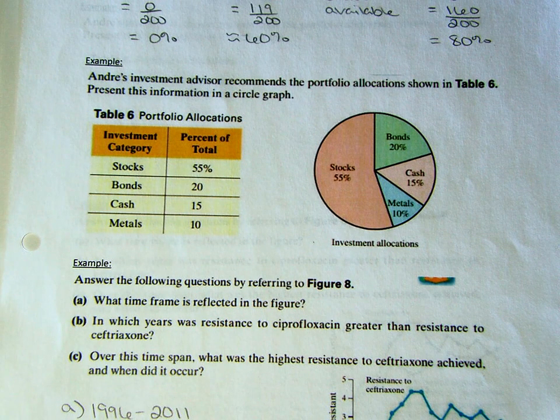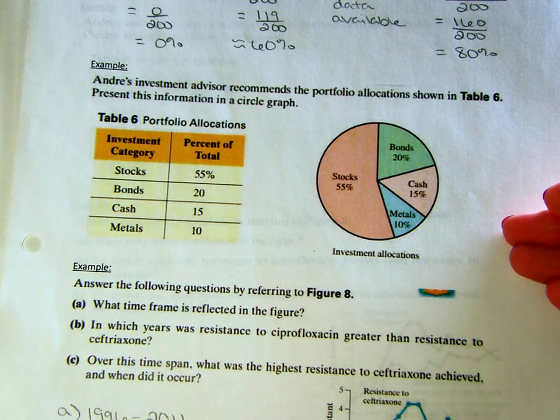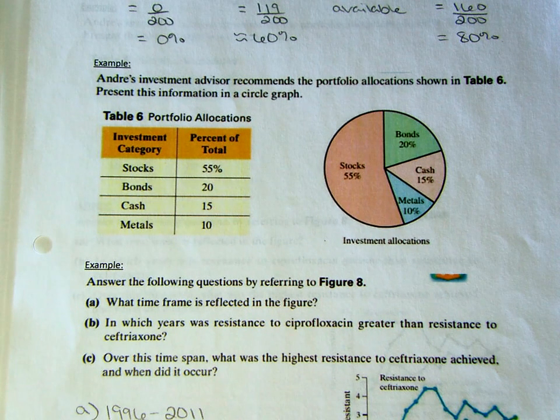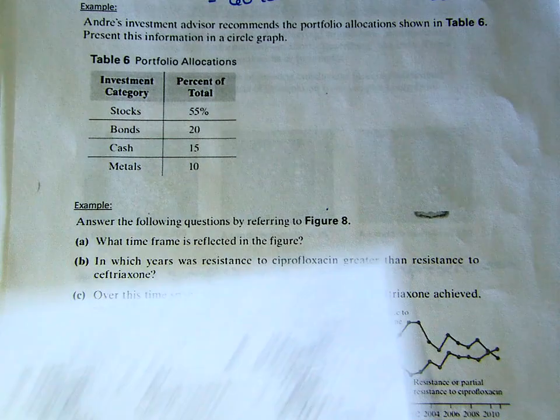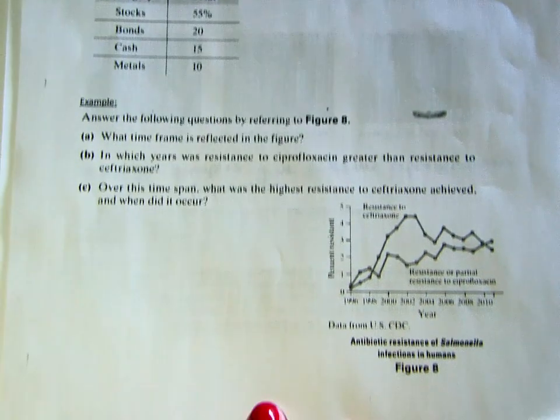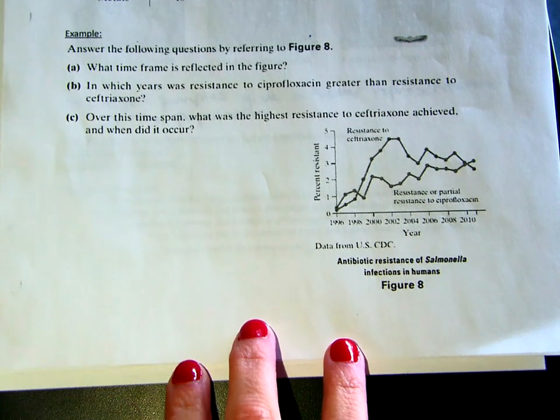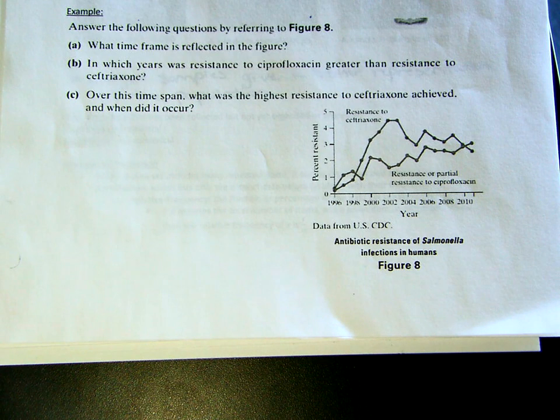So that's how you do a pie graph or a circle graph. Again, you are not going to be asked to actually physically draw a circle graph and color it in and all that jazz. Basically, you need to be able to translate it and make it make sense. The last problem that was in 12.1 had to do with a line graph. Reading a line graph and answering some questions.